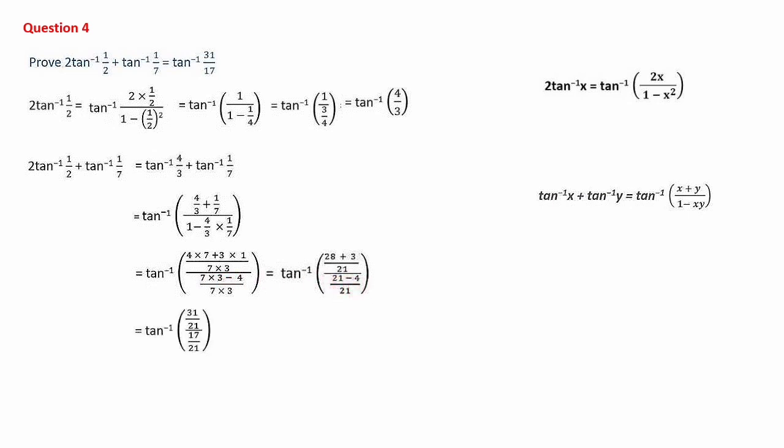That is equal to tan inverse of, here 28 plus 3 is 31, 31 by 21 divided by 21 minus 4 is 17, 17 by 21. That is equal to tan inverse of 31 by 21 into, as we have done in the previous calculation also, this division we have to change to multiplication, and take the reciprocal of the denominator. 17 by 21 reciprocal is 21 by 17. Now 21 we can cancel. We get tan inverse of 31 by 17.